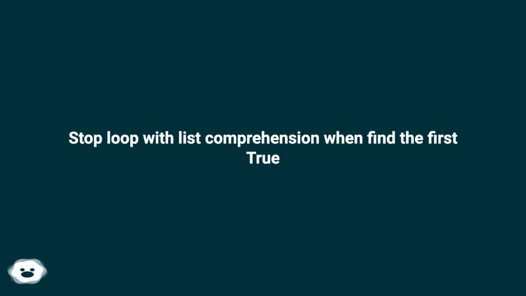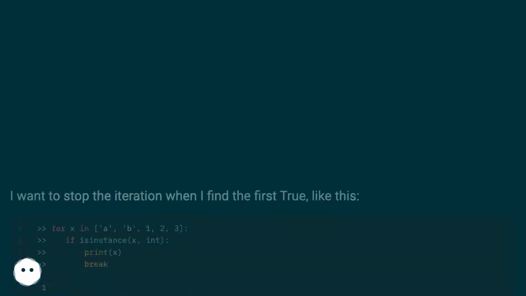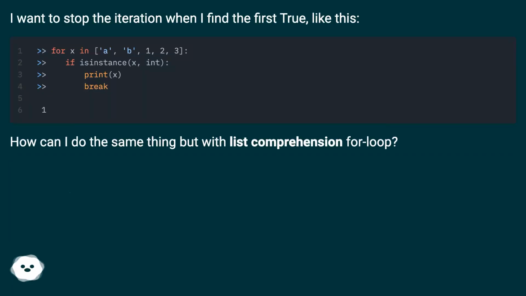Stop loop with list comprehension when find the first true. I want to stop the iteration when I find the first true, like this. How can I do the same thing but with list comprehension for loop?